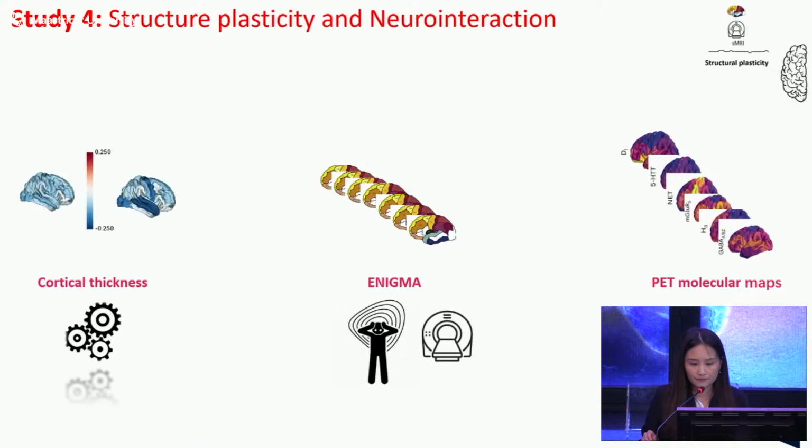The clinical high risk for psychosis is associated with widespread cortical changes. Here, we combine the large pooled clinical high risk for psychosis ENIGMA dataset with open source PET molecular maps to identify if and how the neurotransmitter influence the cortical thickness change in the psychosis risk and transition group.